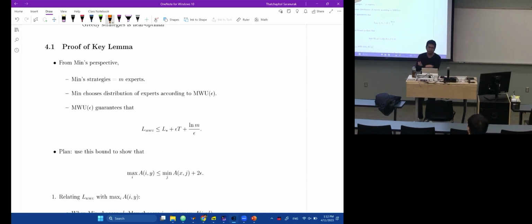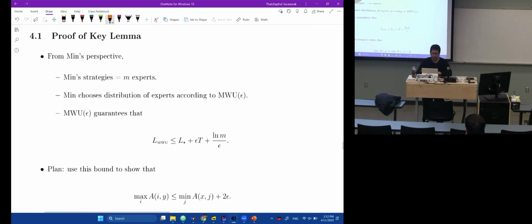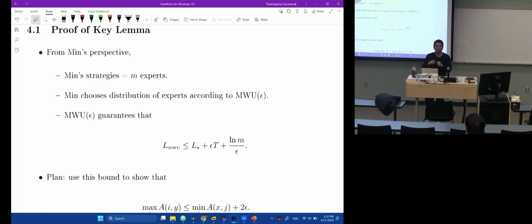So we should think from the min perspective, right? The min player wants to choose a distribution of columns. So think of columns as the experts. So there are m experts. And min wants to choose a distribution over the experts.